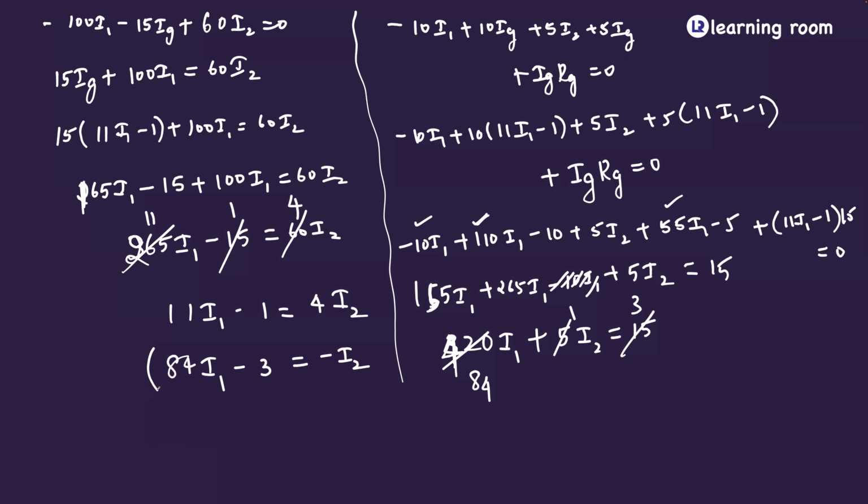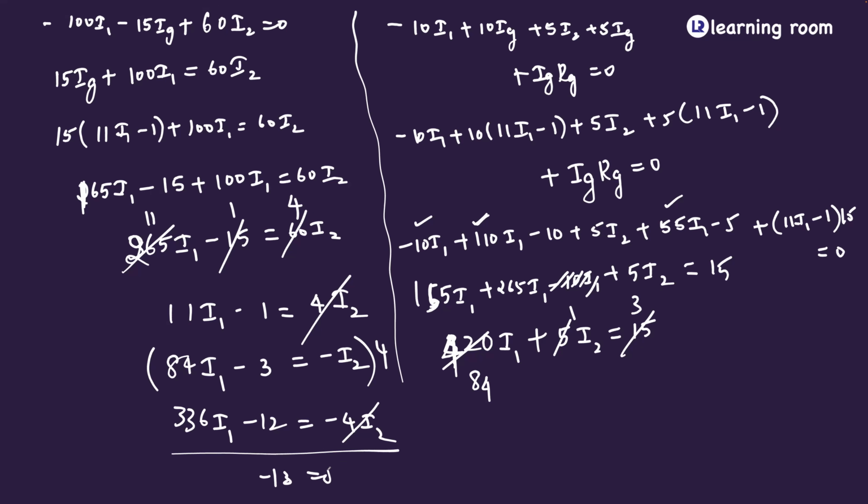Okay. I'll multiply this with 4 and then add both the equations. So 4 into 84 is how much? 4 into 84 is 336. So 336 I1 minus 12 is equal to minus 4I2. When you add both the equations, 4I2 and 4I2 will get cancelled. Minus 12 minus 1 is minus 13 is equal to 0. So 336 plus 1 is 347 I1. So I1 will be equal to 13 divided by 347.